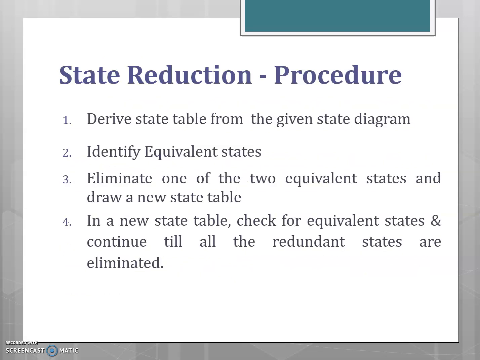The procedure for the state reduction is as follows. First of all, we need to derive the state table from the given state diagram. And then from the state table, you identify the equivalent states. Then eliminate one of the equivalent states and draw the reduced state table. And repeat the procedure until all the equivalent states are removed.